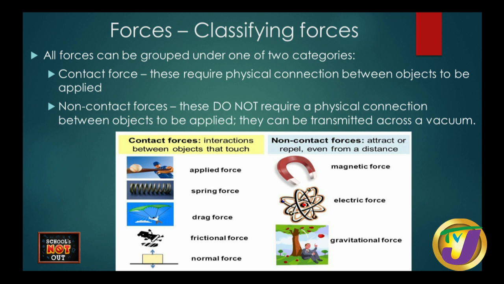All right? Now, for non-contact forces, these are the magnetic force, the electric force, and the gravitational force. So when you're dealing with magnets, north and south pole, when you're dealing with electric force, positive, negative, when you're dealing with gravitational force, masses being attracted, these things can be attracted across a distance. They don't need physical connection to be applied.